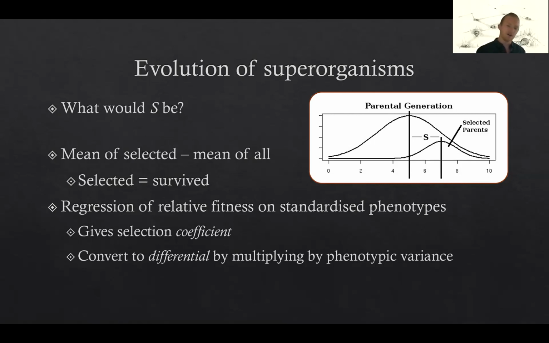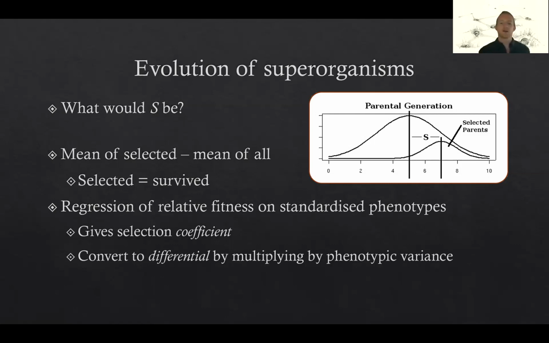Now, if we can't separate our population into colonies that are selected or survived and those that don't, we may instead be able to calculate relative fitness if we have some continuous measure of reproductive output, like number of eggs produced or number of offspring colonies founded. Then we can regress this measure of relative fitness on standardized phenotypes to get a selection coefficient, and then we can convert that to a selection differential, allowing us to plug it into the equation.